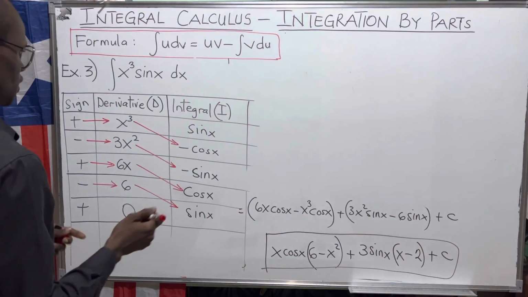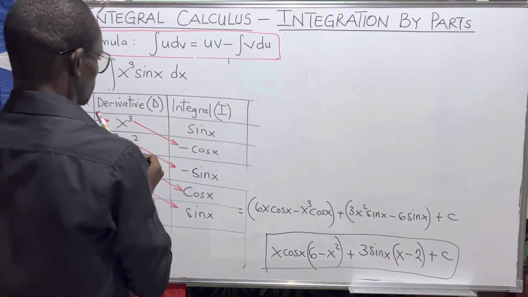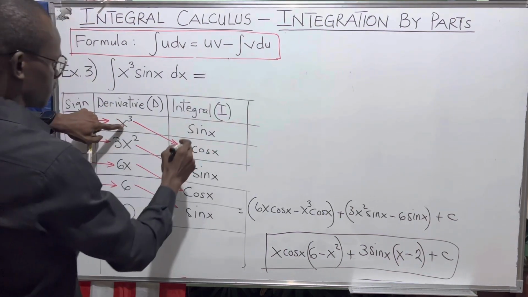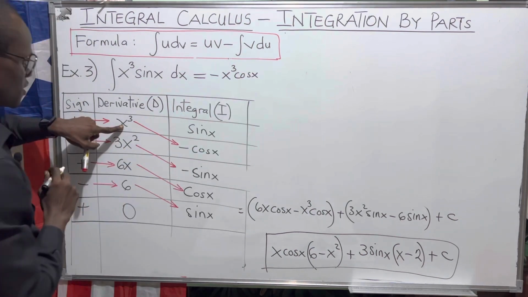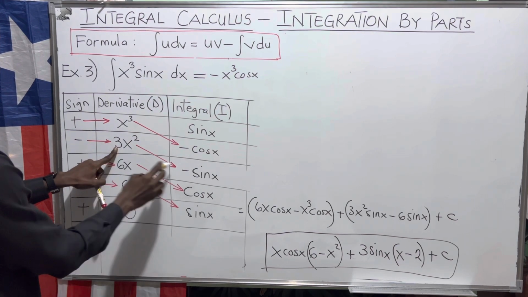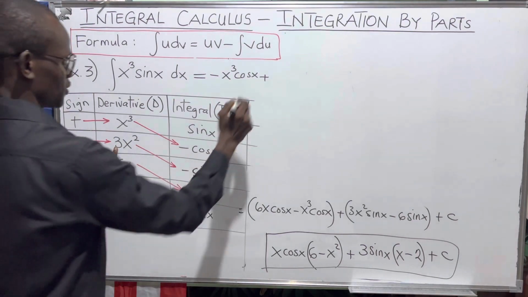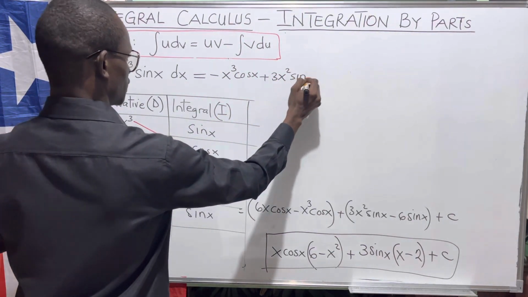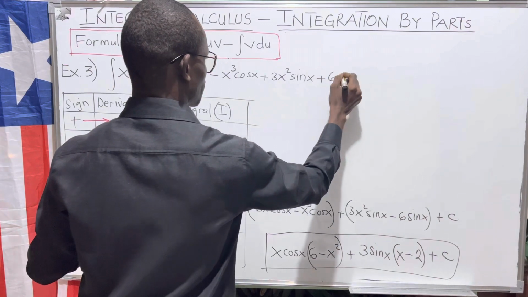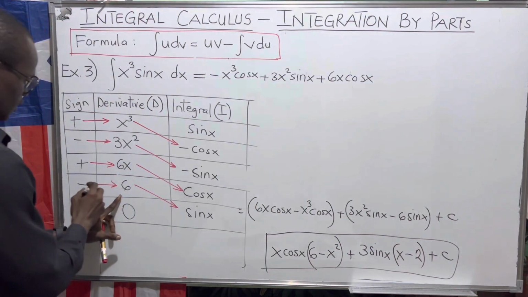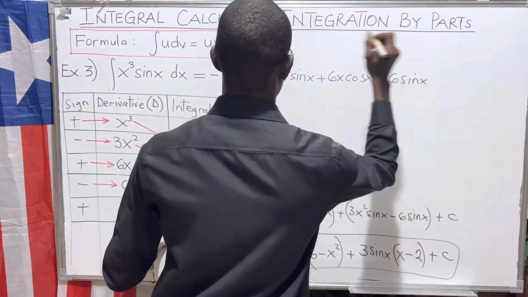So our final answer now is just positive times this, x cubed times this. So this gives us negative x cubed cos of x, the first one. And then this times this times this. So it's negative times negative is positive. So this is positive, 3x squared times this. So it's 3x squared sine of x. So this is positive, 6x times cos. So it's plus 6x cos of x. And then this is negative 6 times sine of x. So it's negative 6 sine of x.